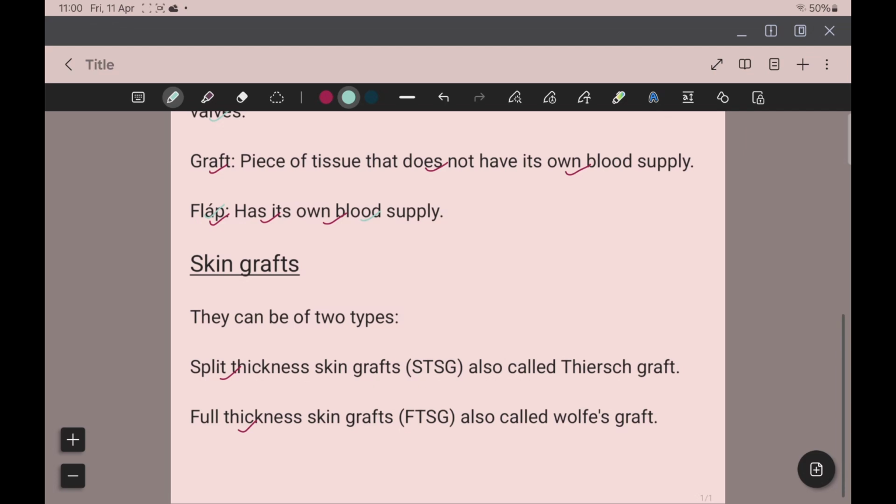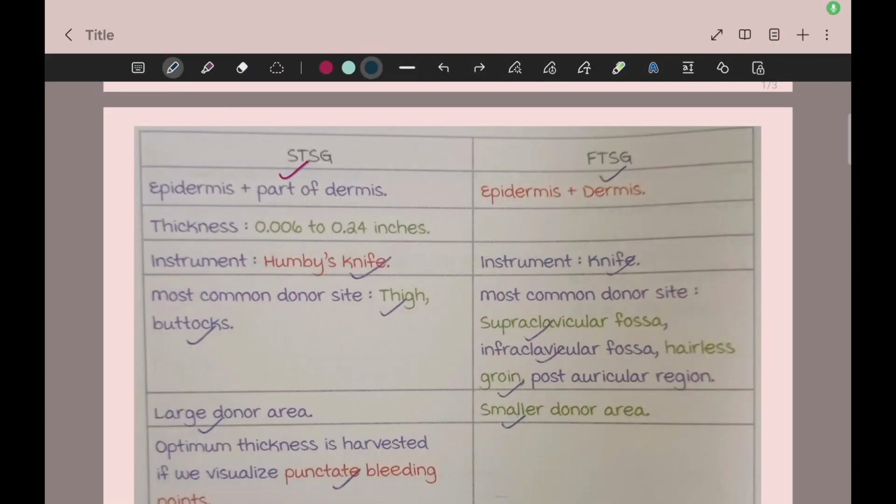Now we will move on to a major topic known as skin grafts. There can be two types of skin grafts. First, split thickness skin graft, which is also known as Thiersch's graft, and the second one is full thickness skin graft, which is also known as Wolfe's graft. Now we will move on to the differences between the split thickness and the full thickness skin graft.